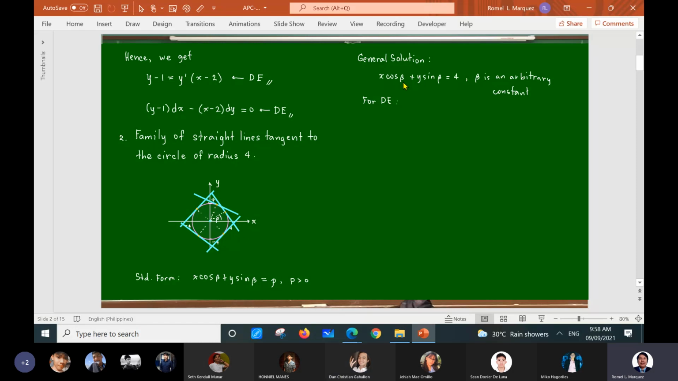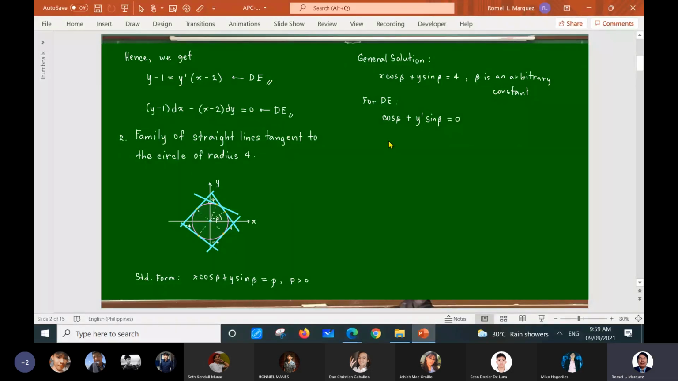Remember, beta is constant, arbitrary. If beta is constant, what is cosine beta? Constant. What's the derivative of x? 1, sir, 1 times the constant. Is that clear? Because beta is considered constant, cosine beta is not varying. It is also constant. What about the derivative of y? y prime times the constant, because sine beta is also constant. Remember, beta is our arbitrary constant, so the derivative of p equals 0.